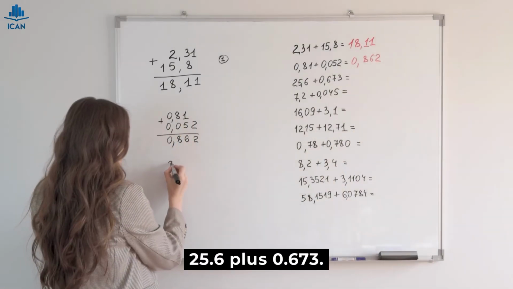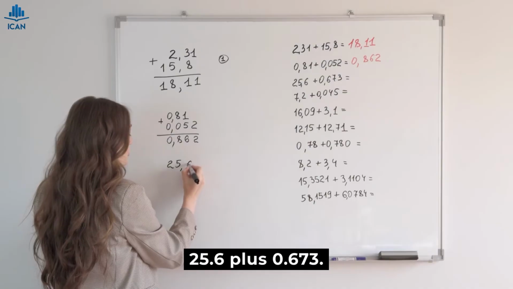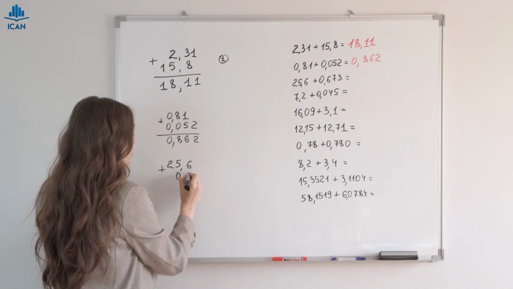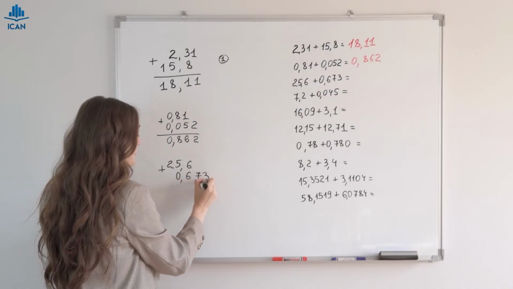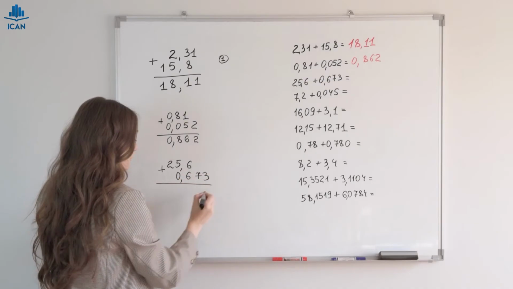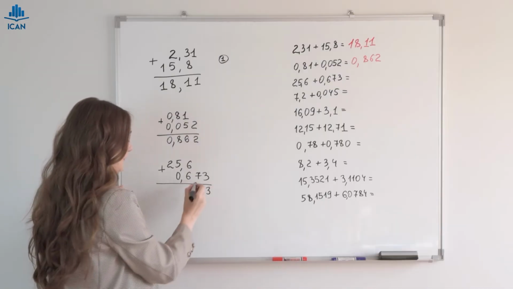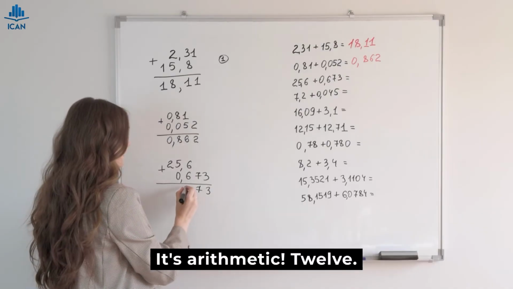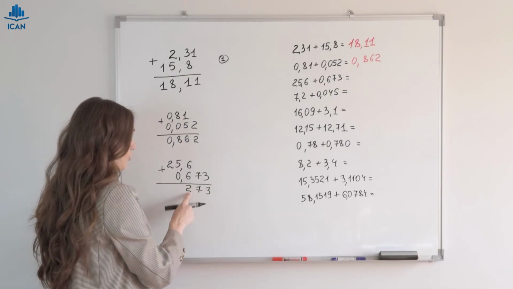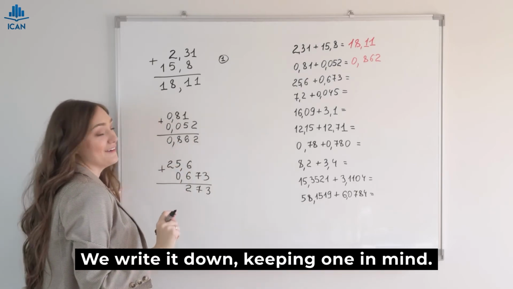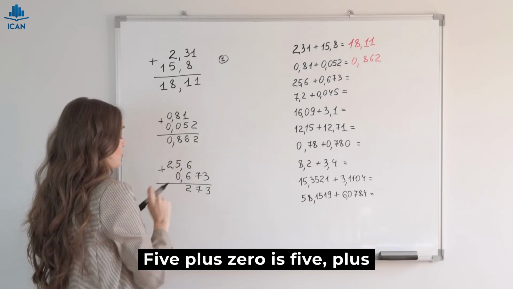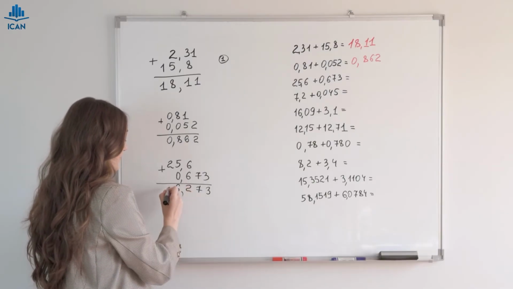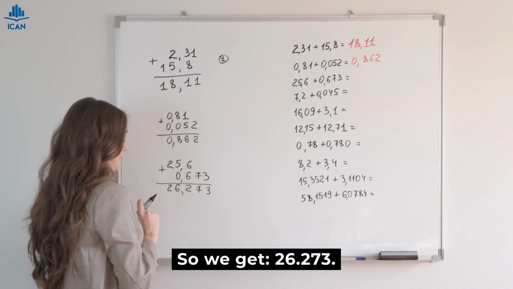Next example, 25.6 plus 0.673. All right. 3. 7 here, yes, it drops down. 6 plus 6, what's that? It's arithmetic. 12. 2. We write it down, keeping 1 in mind. 5 plus 0 is 5, plus 1 is 6. Don't forget the decimal point. So we get 26.273.